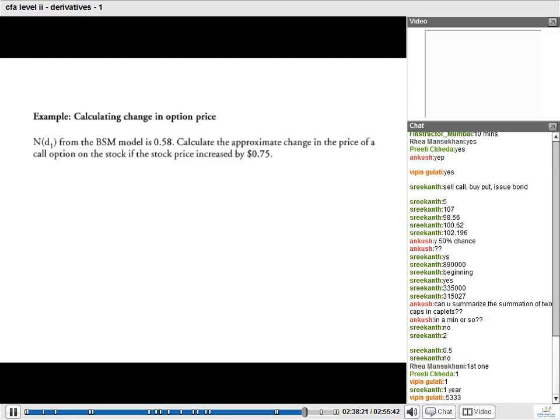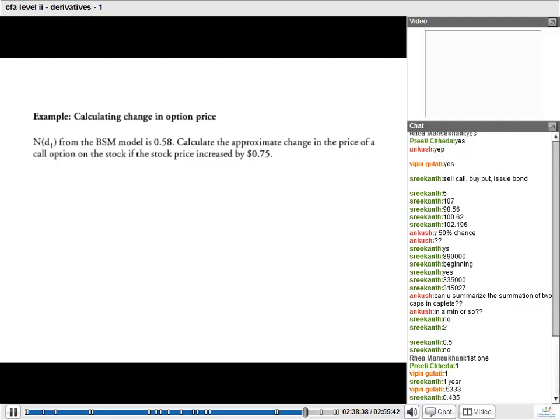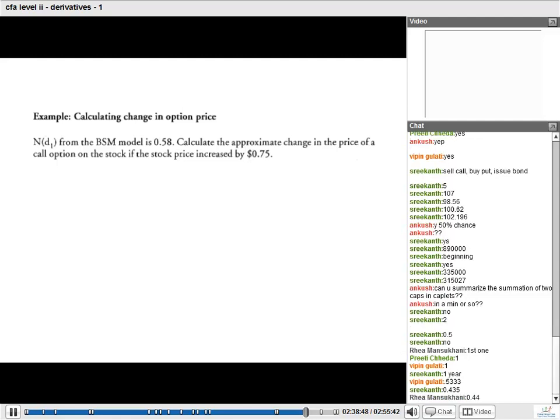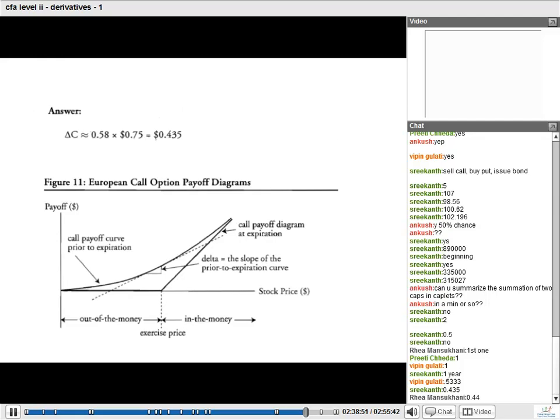N(d1) from the BSM model is 0.58. Calculate the approximate change in price of a call option if the stock price is increased by 0.75. The stock price increases by 0.75. For a $1 change, the option will change by 0.58. So for a 0.75 change, it will change by 0.75 times 0.58. So that's the definition of delta. N(d1) is also the delta. You just need to know this.